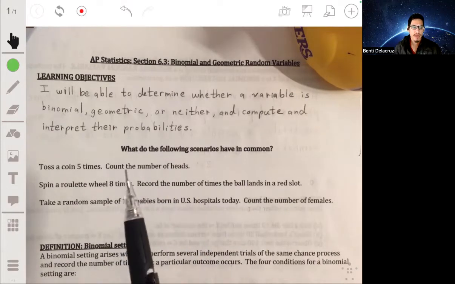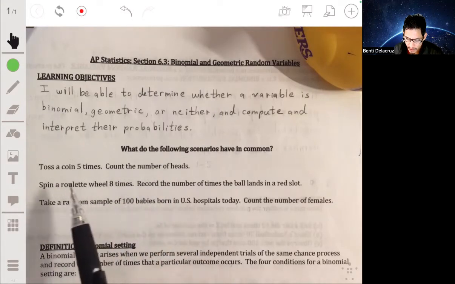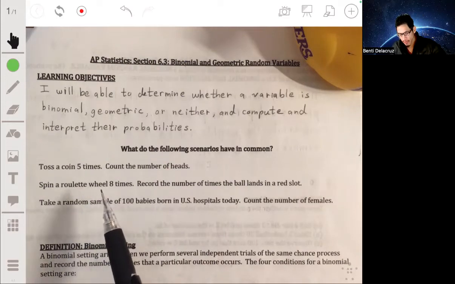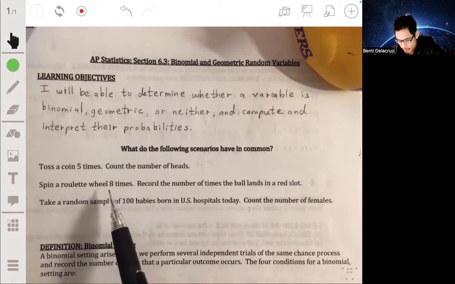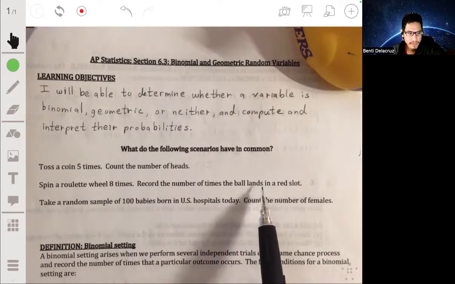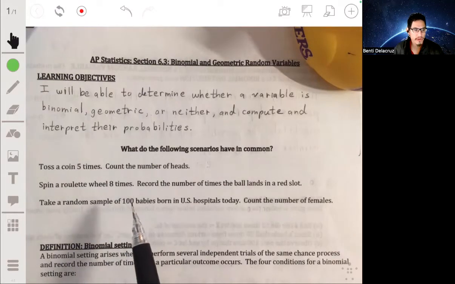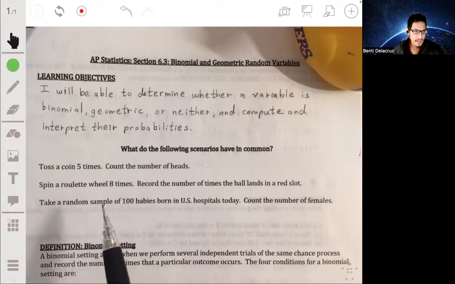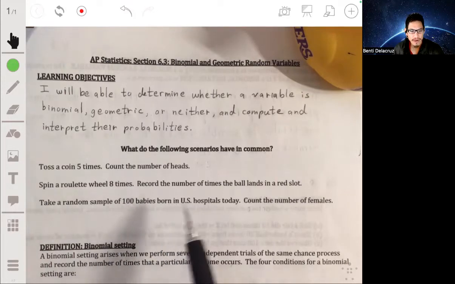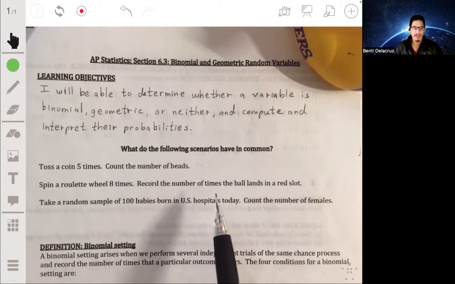We have a coin we're tossing 5 times, and we're going to count the number of heads, something pretty normal. A roulette wheel, so when you go to Vegas and want to gamble, you spin it, get red, get black, that sort of thing. You want to record the number of times the ball lands in a red slot. And the third one, maybe you end up being a nurse at a hospital with all these babies being born, and you take a sample of 100 babies and count the number of females.